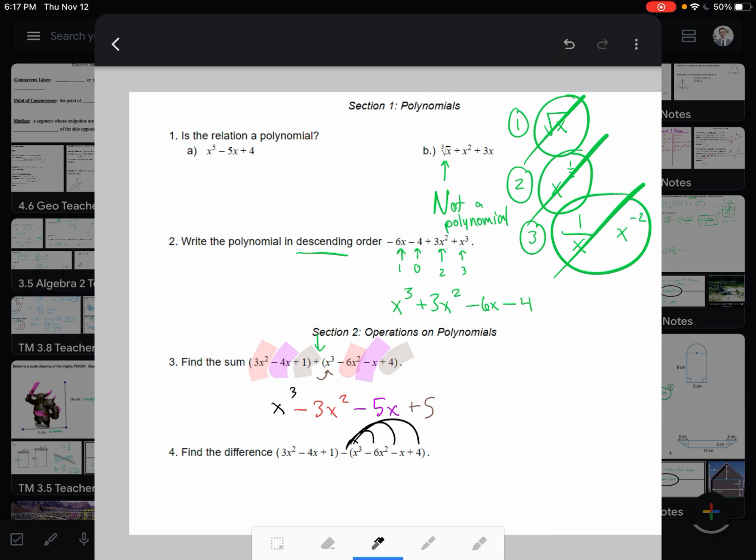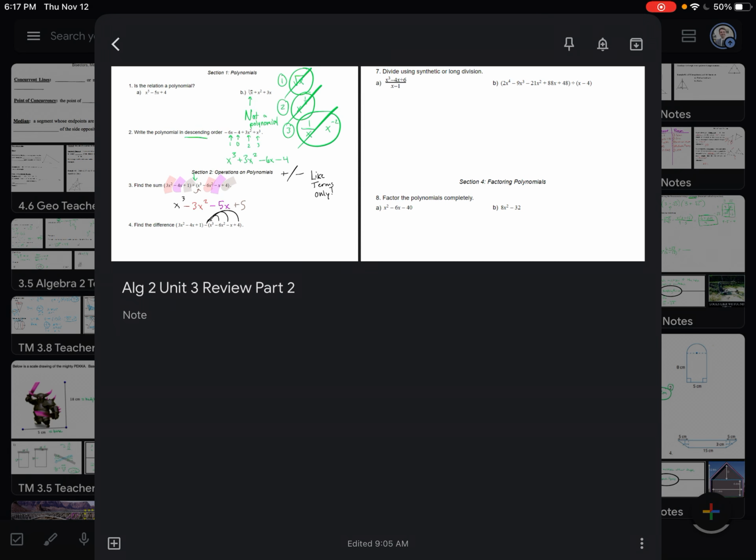Same idea for the bottom one. The only difference is please make sure you distribute this negative to each of these numbers. If you do that, you're going to be in good shape, match up those like terms, and we will be 100% successful on these questions. So again, addition and subtraction mean no box method, like terms only.